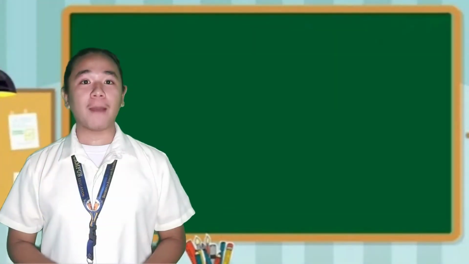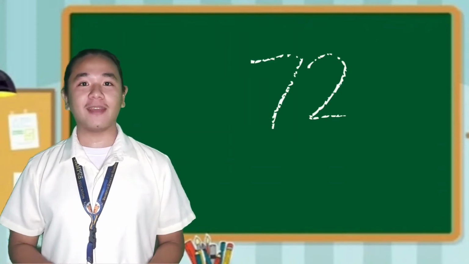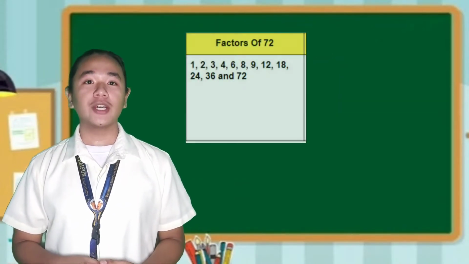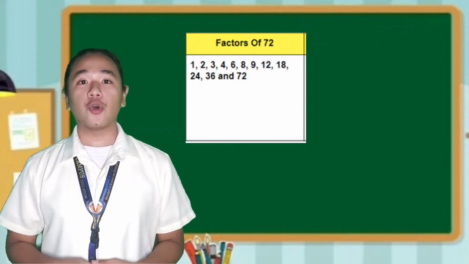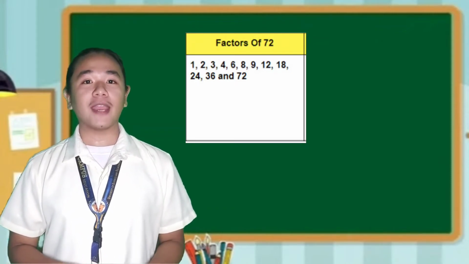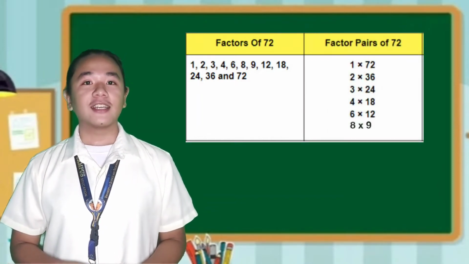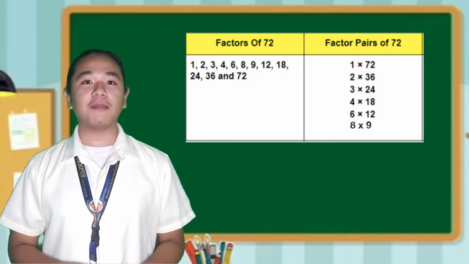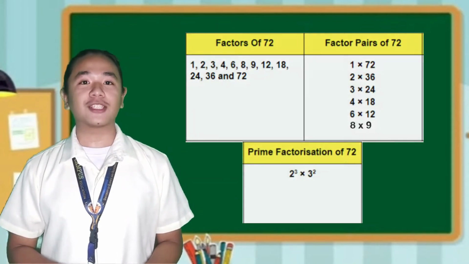So let us have a look at the properties of composite number. Let's take 72 in order to understand the concept in a better way. When we factor 72, it has factors of 1, 2, 3, 4, 6, 8, 9, 12, 18, 24, 36, and 72. If you don't know where it came from, the pair factors of 72 are 1 times 72, 2 times 36, 3 times 24, 4 times 18, 6 times 12, and 8 times 9. So the prime factors of 72 are 2 cubed and 3 squared.